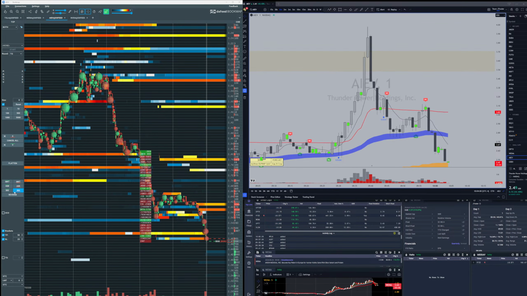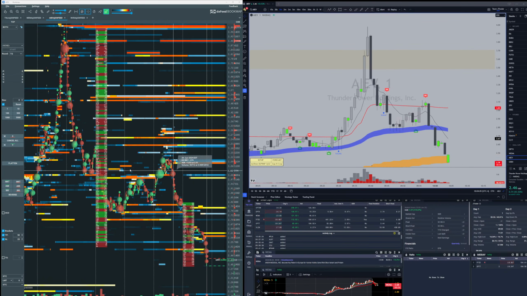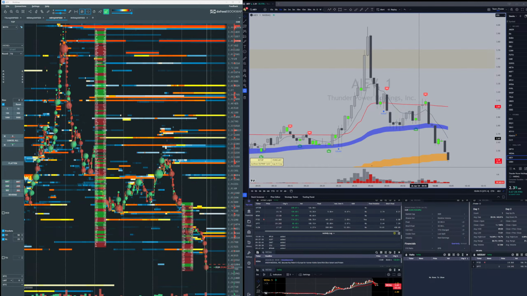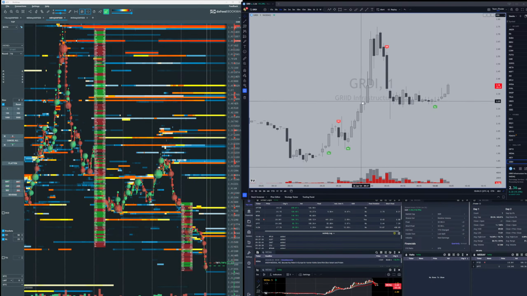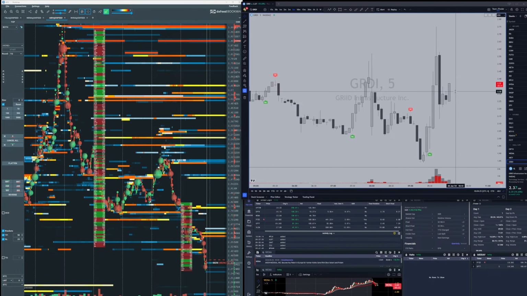Now all the longs are stuck. This is a typical fader now on IF. All the longs are stuck. GRDI starting to curl, careful. GRDI over here is starting to curl.